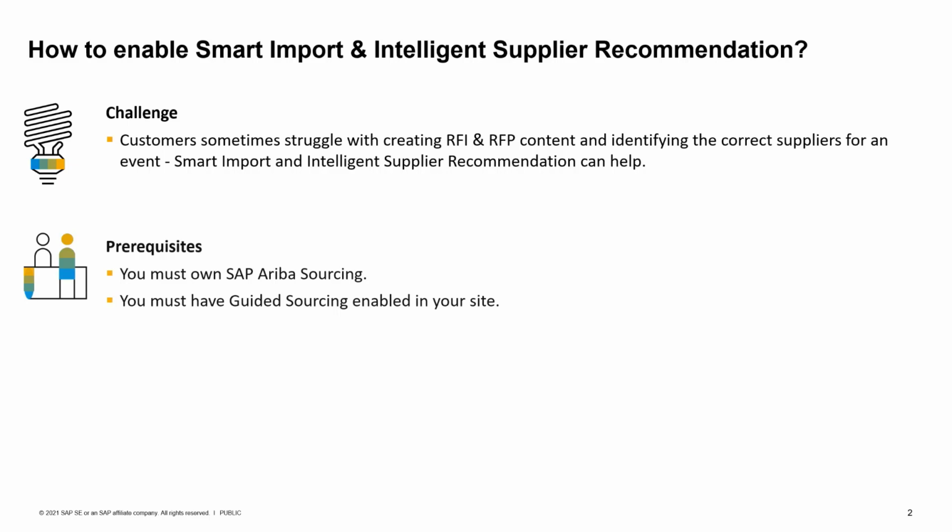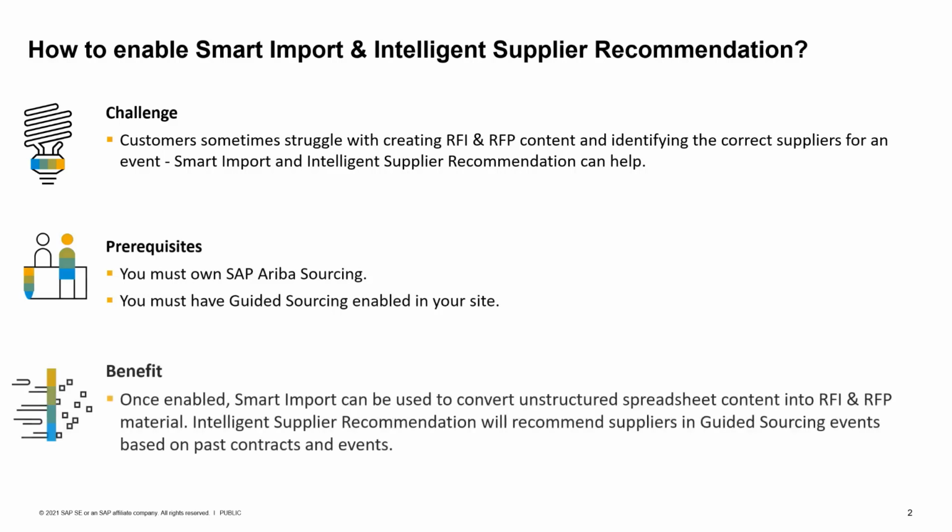First, you must be an SAP Ariba sourcing customer and you must have guided sourcing enabled in your site. And after enabling these features, you'll be able to use the Smart Import to convert unstructured spreadsheets to line items, questions, and requirements. You'll also be able to use the Intelligent Supplier Recommendation to automatically recommend suppliers in guided sourcing events based on past contracts and events.